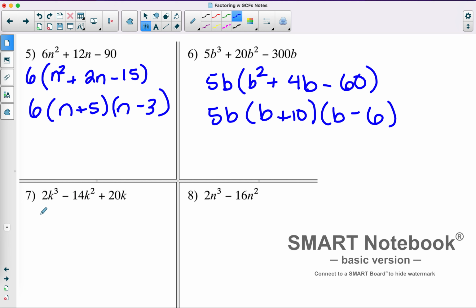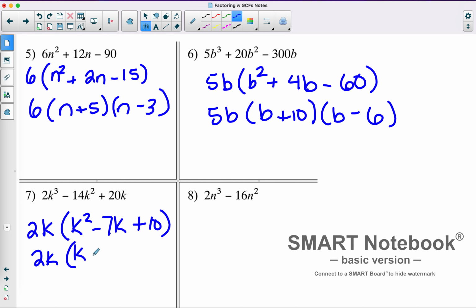Alright, in 7, you have a GCF of 2k. Plus minus 7k plus 10. So 2k times k minus 5 times k minus 2.